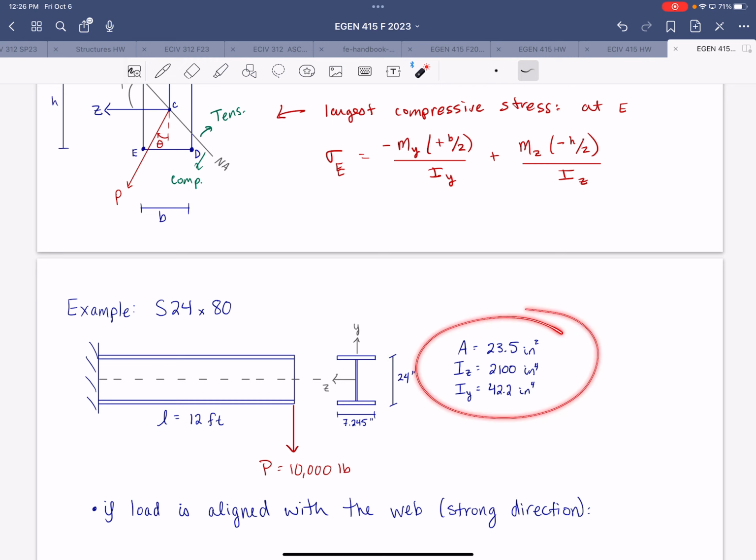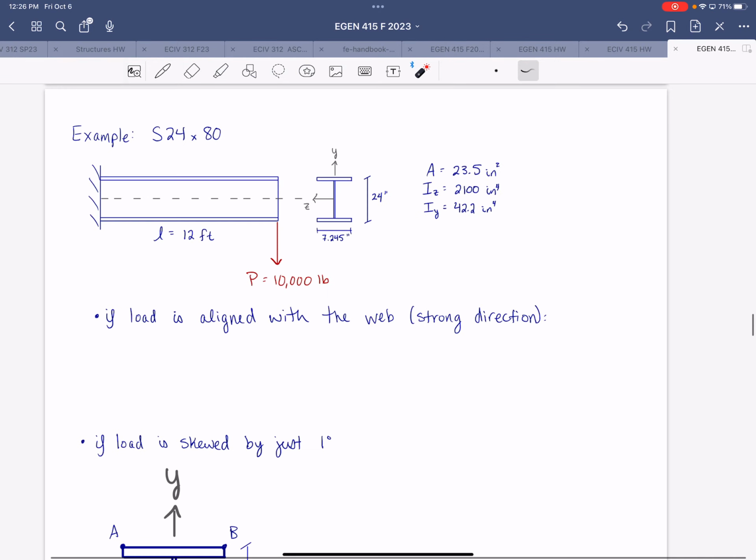Given the cross-section properties here, we're going to investigate the impact that just a slight skew will have on this particular cross-section. So this is an example of a shape that has a moment of inertia about z that's much larger than the moment of inertia about y. So it's much stronger in bending about z compared to y.